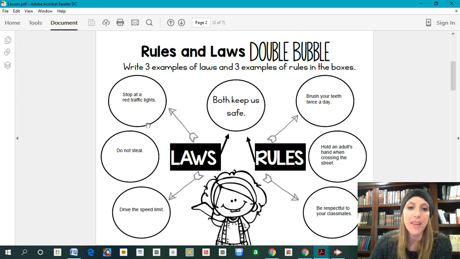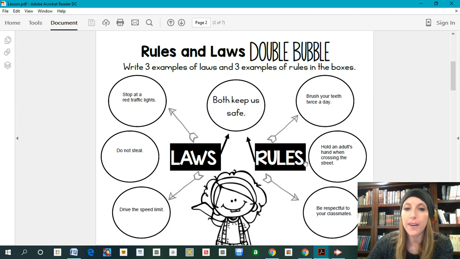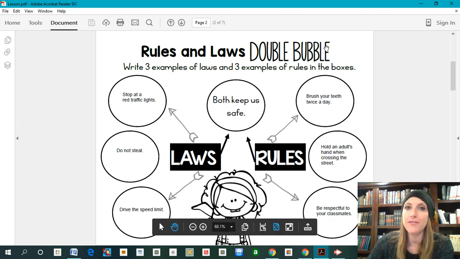Do not steal. And finally, another example would be drive the speed limit. It's a law that everybody has to follow, that you have to drive the speed limit. If I'm driving down Route 4 and I go past the speed limit, I would get in trouble. It's a law that everybody has to follow, not just one person.